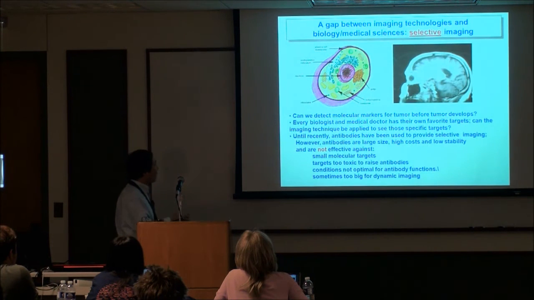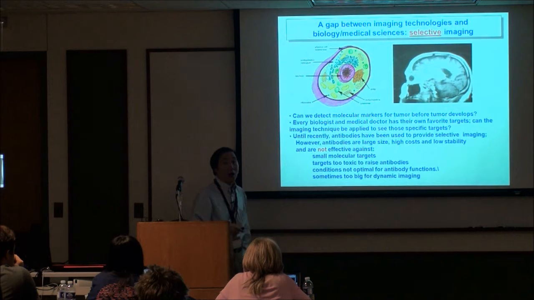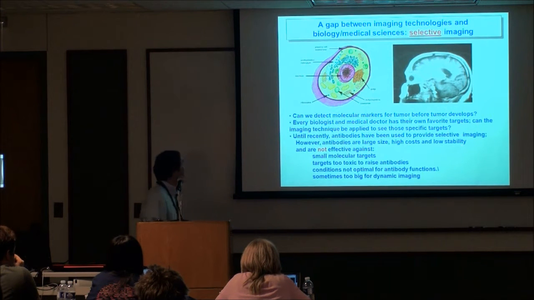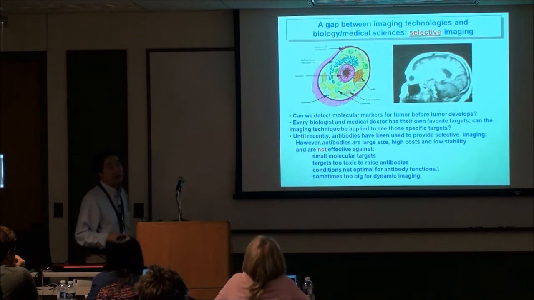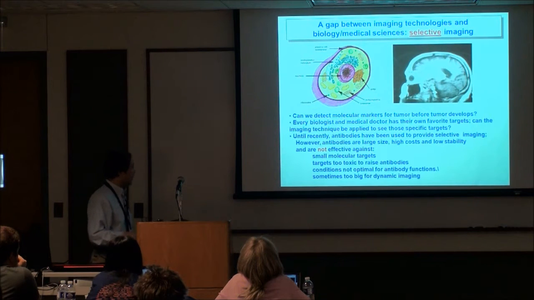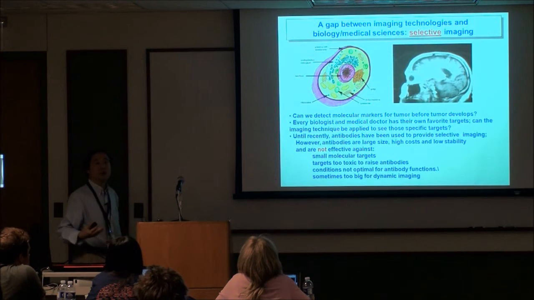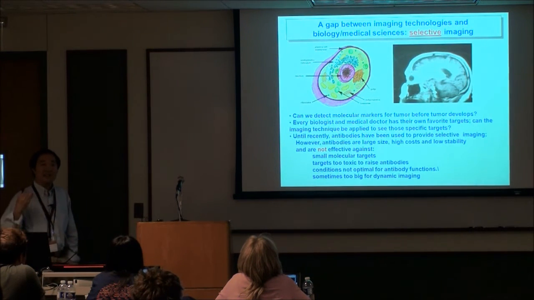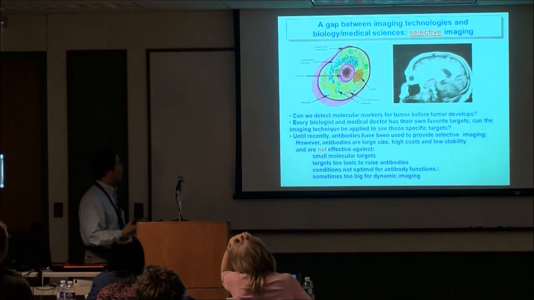But however, as you all know, the antibody is quite large. It's huge, and also pretty high cost and very low stability. Most importantly, from a scientific point of view, they're not very effective against small molecular targets, and also targets too toxic to raise antibody for. Sometimes you want to do detections, not necessarily in vivo, but in vitro. For example, sometimes the toxic materials before you.